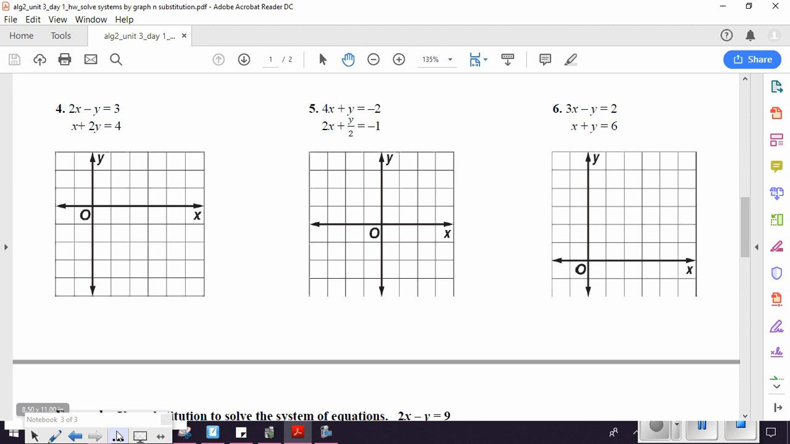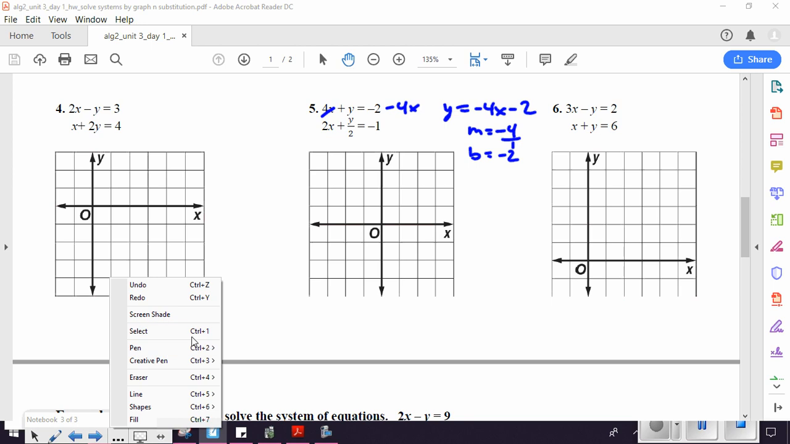On number 5, to put the first equation in slope-intercept form, we would subtract 4x on both sides. So the equation would say y equals negative 4x minus 2. So my slope is negative 4. My y-intercept is negative 2. Again, slope is always over 1 if it's a positive whole number.